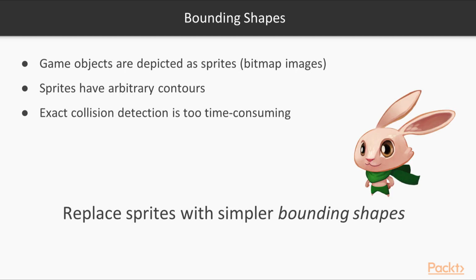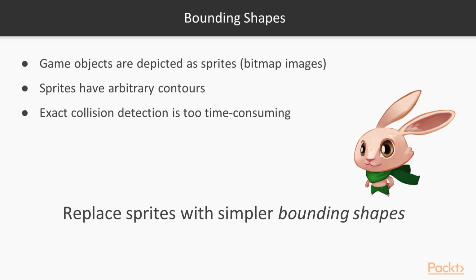Now, usually game objects in these kinds of games will be depicted as sprites. A sprite is nothing else than a bitmap image that can move on screen. And sprites may have arbitrary contours, such as this bunny character here on the right-hand side. Therefore, if you try to do exact collision detection between arbitrary sprites, this is going to be too time-consuming. So what real games do is to replace sprites with simpler bounding shapes.